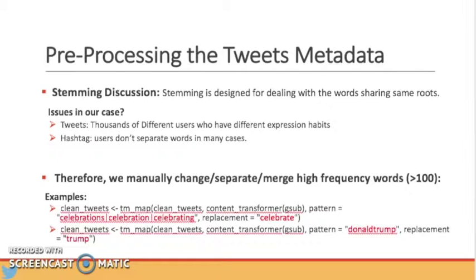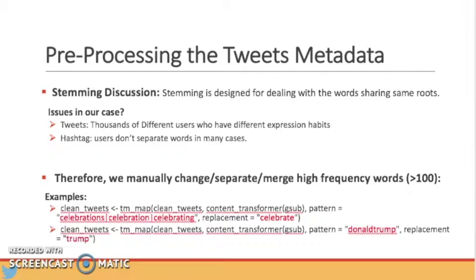The second issue in our case is that users do not add white space between multiple words in a hashtag, and because stemming simply disregards the words after the word roots, we would lose a lot of information when dealing with the words inside hashtags. Therefore, we decided to manually change, separate, and merge the high-frequency words. By high-frequency words, we mean the words that appear more than 100 times across tweets.